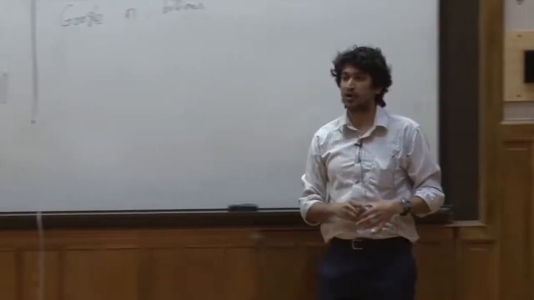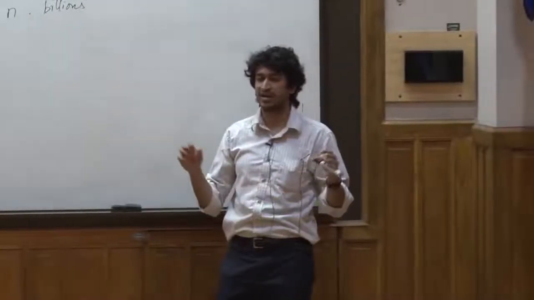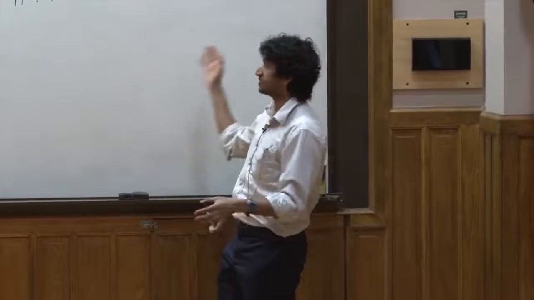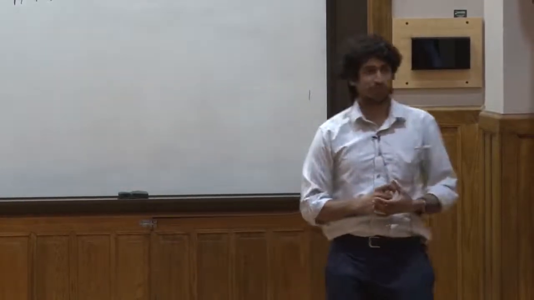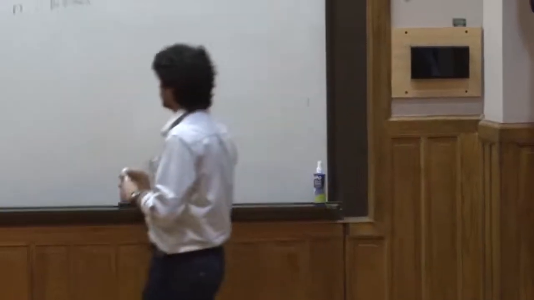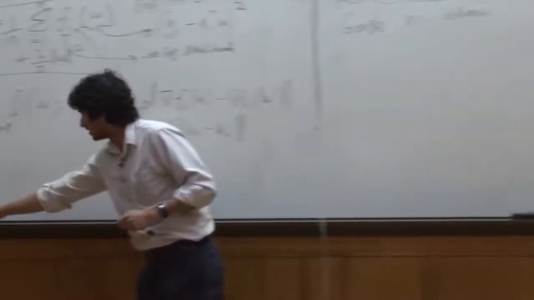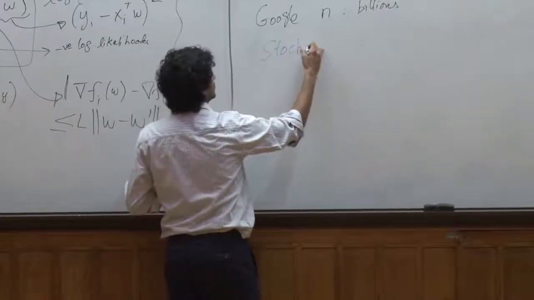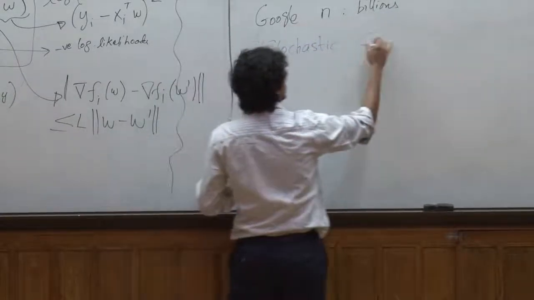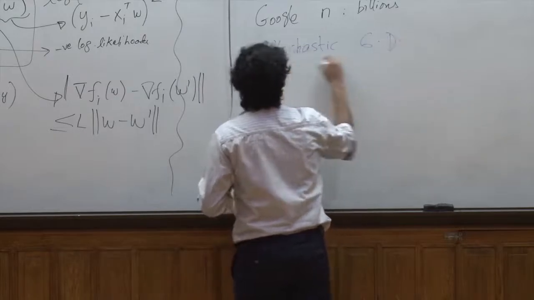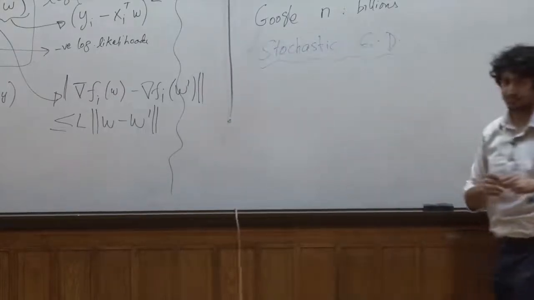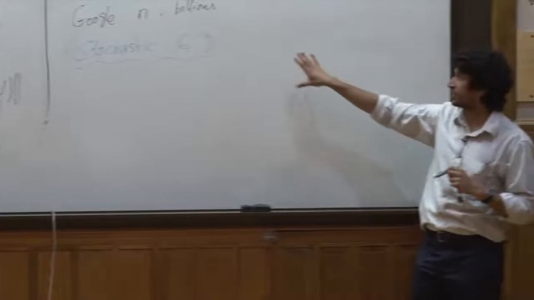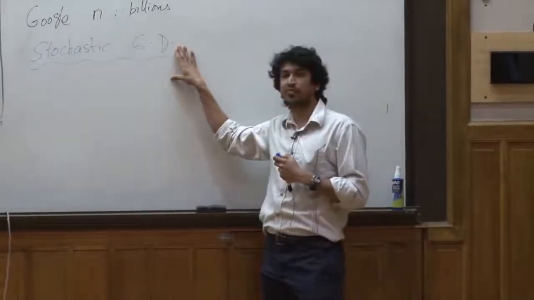So what we're going to try to do is develop algorithms that don't look at the whole data set at every iteration, because it's just extremely expensive. So that kind of gives rise to what's called stochastic gradient descent. Let me write that out here. So that's stochastic gradient descent.